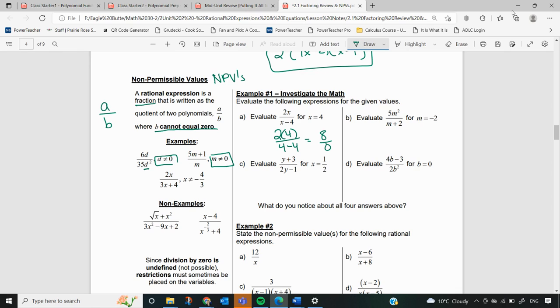Now, I won't go through plugging the rest of these in, but you could do the exact same thing. When we sub in a negative 2 for m plus 2, we're going to get a 0 in the denominator. Doesn't work. If I sub in 1/2 for 2y minus 1, I'm going to get a 0 in the denominator, undefined. And then the same thing here. B equals 0, sub in the 0 for 2b squared, I'm going to get something that's undefined. So in all cases, these have values that would form restrictions.